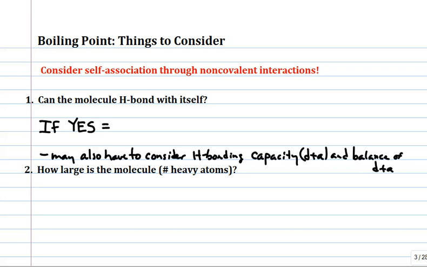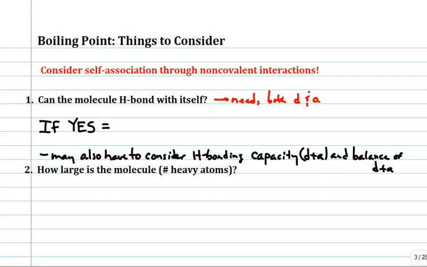Well, we've got some guiding questions to help us predict and to rank organic compounds based on boiling point. So the first question is, can the molecule hydrogen bond with itself? So imagine taking two copies of the molecule, if you will, and determining if they can hydrogen bond with each other. So the issue here is a molecule needs both a donor and an acceptor. It needs at least one donor and one acceptor in the molecule to form a hydrogen bond with itself.